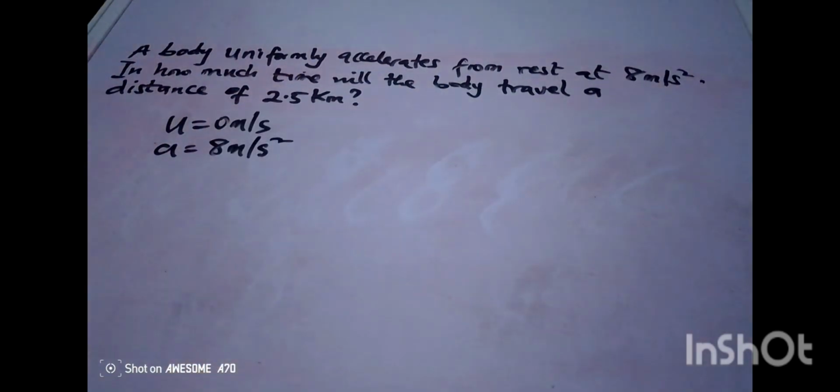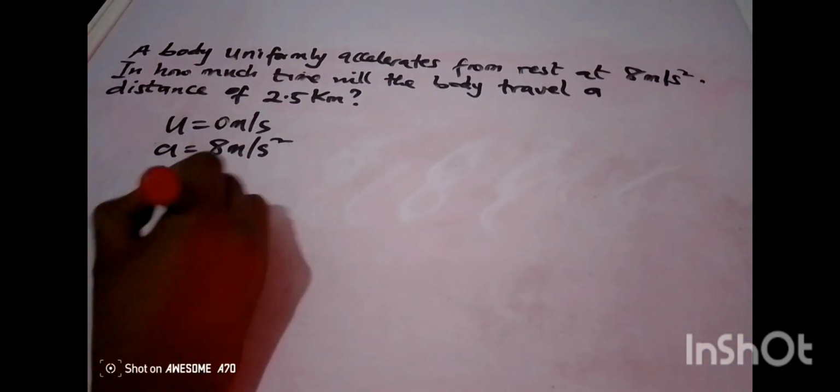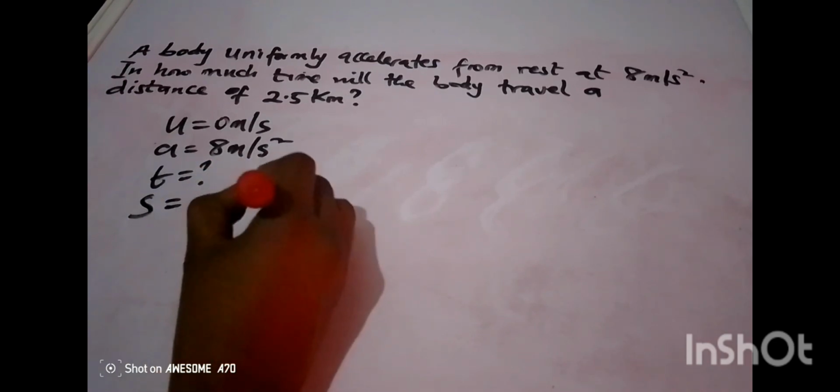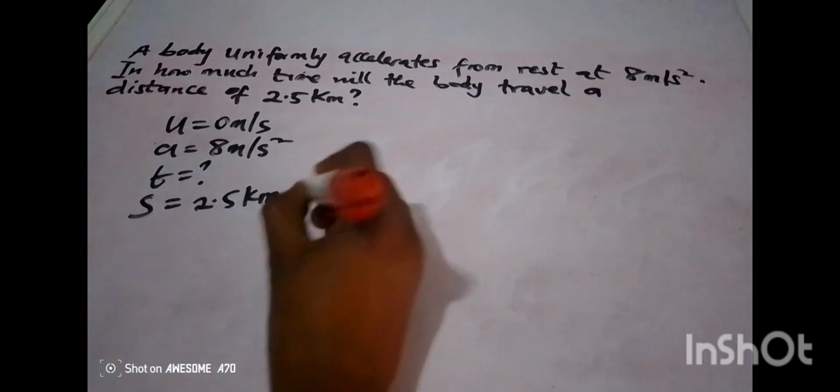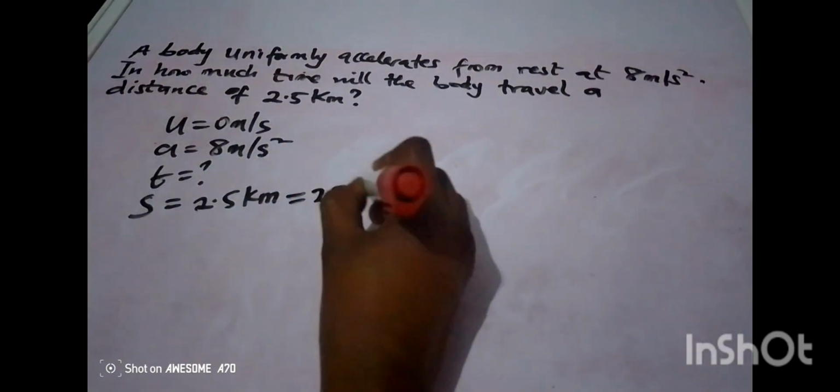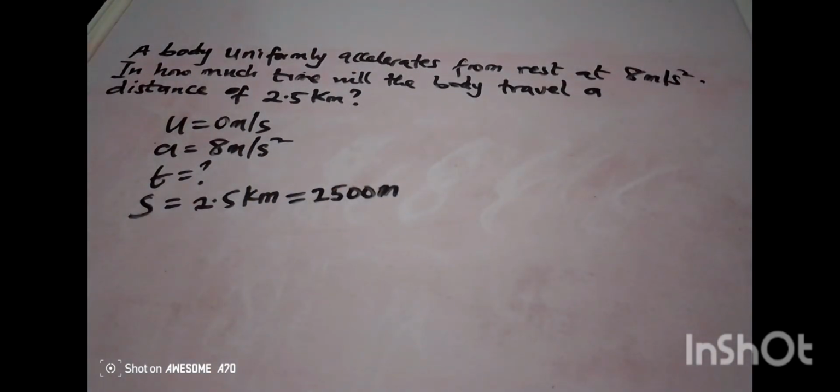The question says, in how much time, so we are looking for time t, in which the body travels a distance s of 2.5 kilometers. Remember that you need to convert whatever is not in SI units to SI units. So 2.5 kilometers is not an SI unit. You have to multiply it by 1000 to convert it to meters, so you're going to have 2500 meters.